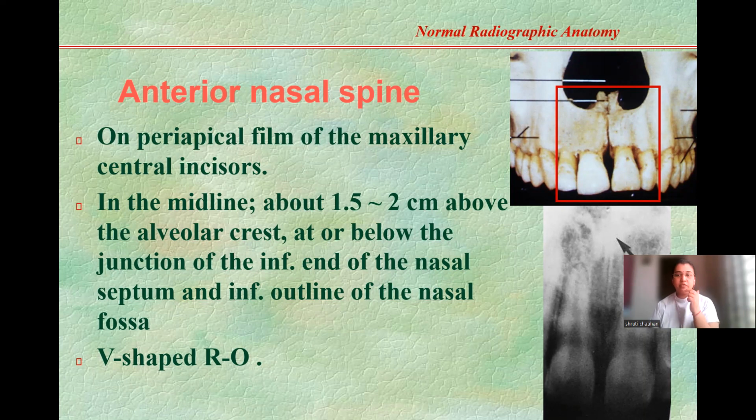Nasal septum के inferior end पर है या फिर the inferior outline of the nasal fossa. Okay, so midline, 1.5 to 2 centimeters. It's either below the junction of the septum, or at the inferior outline of the nasal fossa, and it is a V-shaped radio opacity.